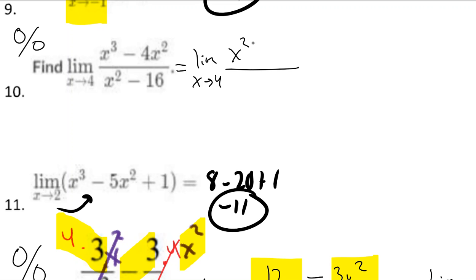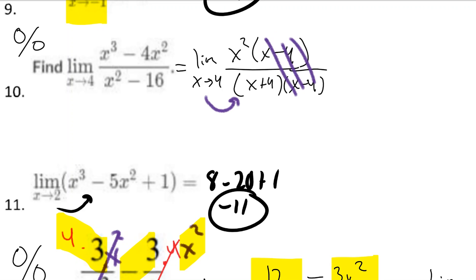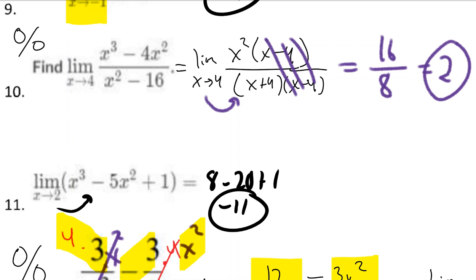So in the numerator, you could take out a GCF of x squared. And in the denominator, you have the difference of 2 squares. So if you factor both the numerator and the denominator, now we've got something to cancel out, which is what has to happen before you do direct substitution again. If something from the numerator doesn't cancel something from the denominator, it's still going to be 0/0. So you plug it into what's left, you get 16 on top, 4 + 4 on bottom, and then that reduces to 2.